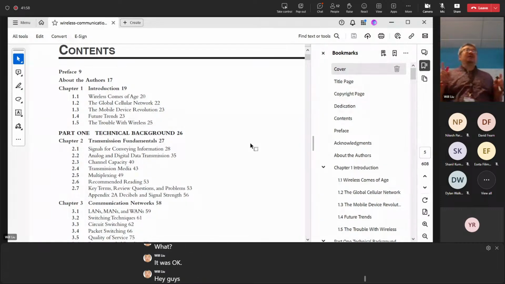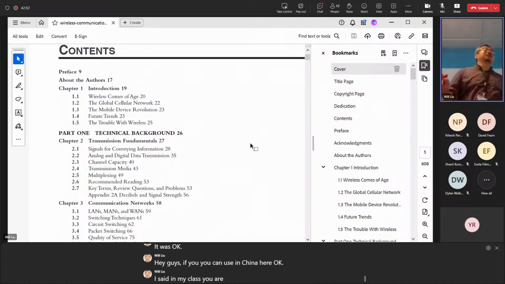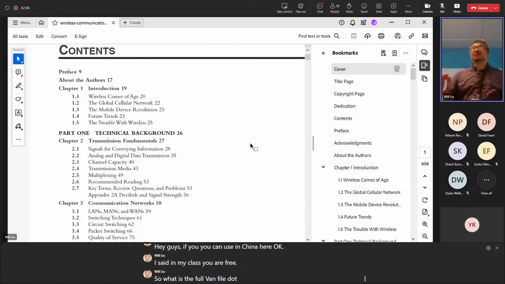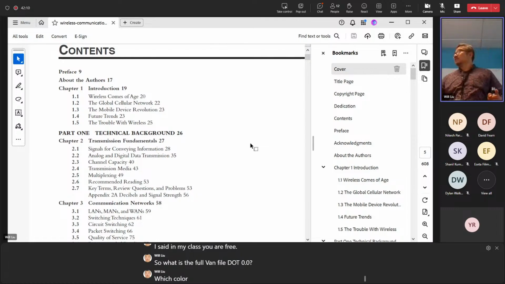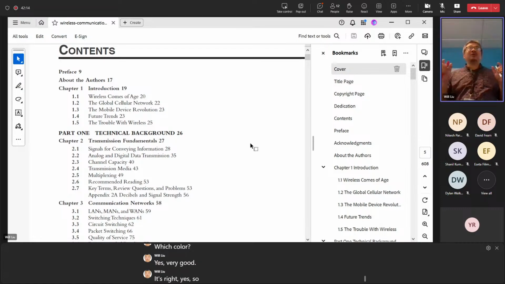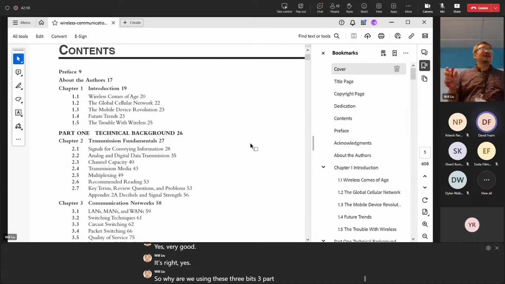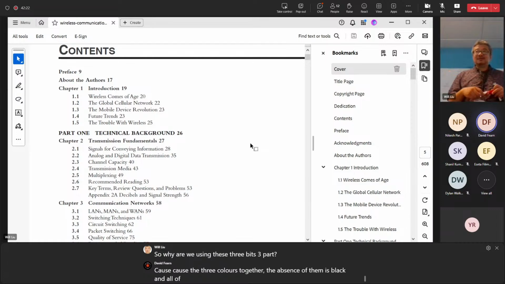Hi guys. If you can use ChatGPT, okay? I said in my class you are free to use ChatGPT. So what is 255.0.0? Which color? Yes, very good. Red. So why are we using these 3 parts? Because the 3 colors together, the absence of them is black and all of them is white, and they cover all the colors in between.